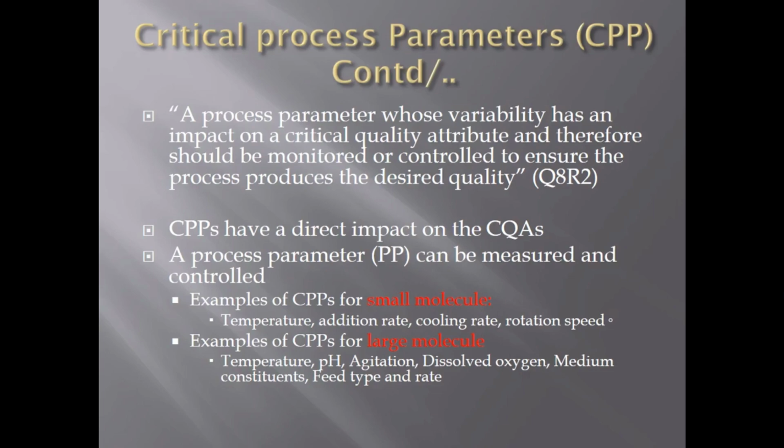A process parameter, or a PP, can be measured and controlled or adjusted, and some examples of CPPs for small molecule are things like temperature, addition rate, cooling rate, rotation speed. Examples of CPPs for large molecule are again temperature, pH, agitation, dissolved oxygen, feed type and rate, medium constituents, etc.